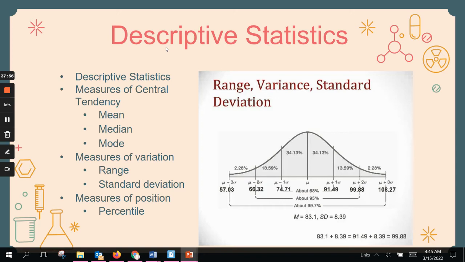We also have measures of position. This is where data falls in relation to other data, and it is often used as percentile. A percentile is just the percent that you fall above or below the mean. So if you score in the 73rd percentile, that means you did better than 73% of people, but 27% of people did better than you.